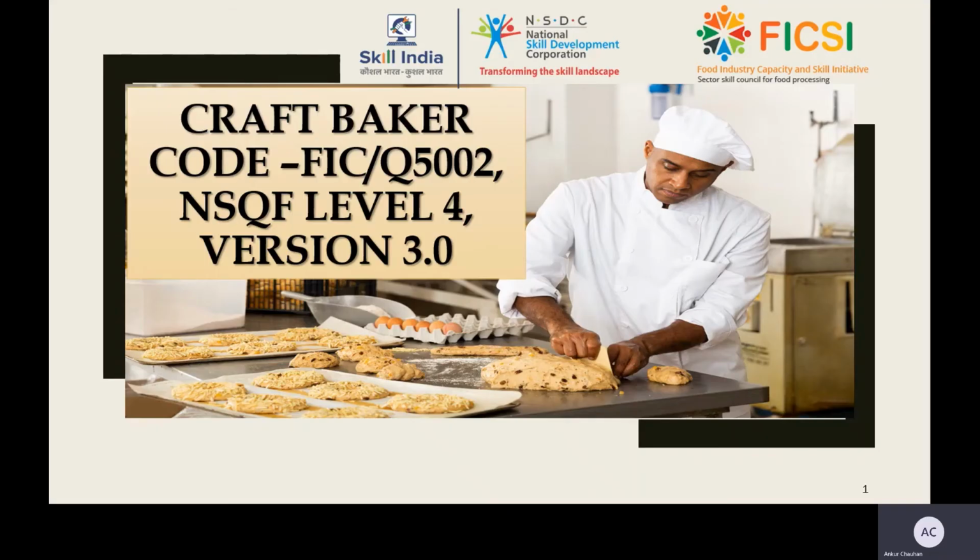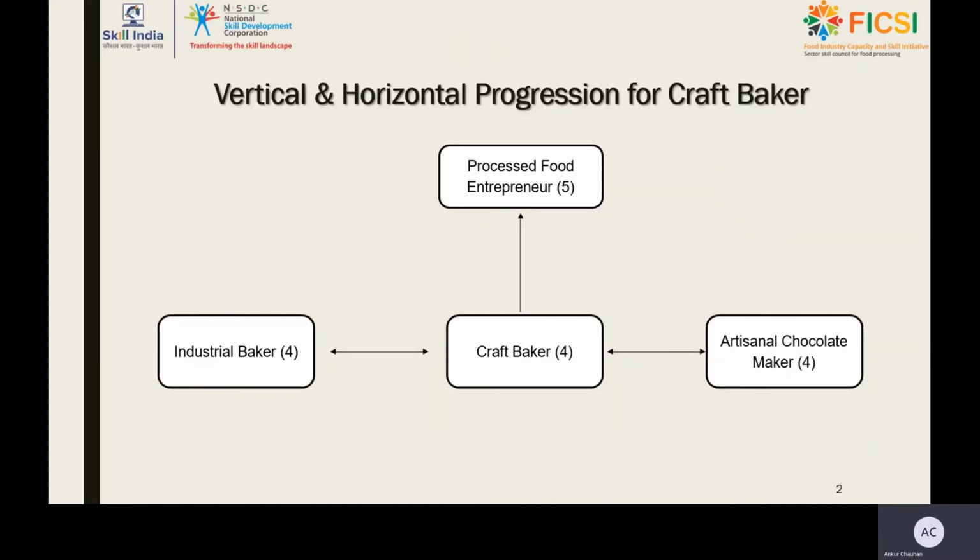Craft Baker, code FICSI Q5002, NSQF Level 4, version 3.0. Let us talk about vertical and horizontal progression for craft baker. A craft baker can obtain training for industrial baker as well as for artisanal chocolate maker at same NSQF level as horizontal progression and increase his or her scope in bakery subsector by adding more product portfolio in existing catalog, or can make himself eligible to work in all kinds of industrial as well as artisanal bakery units.